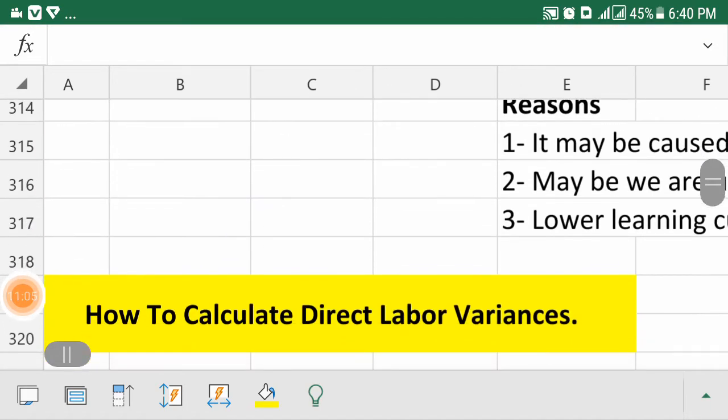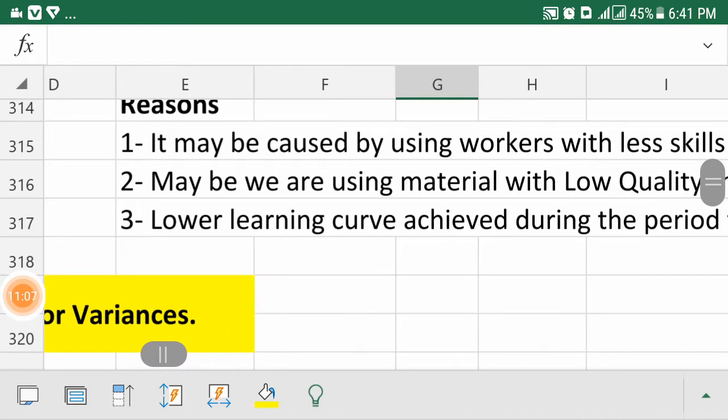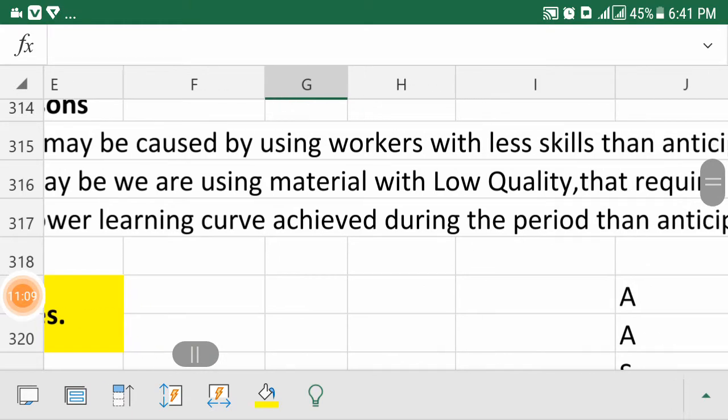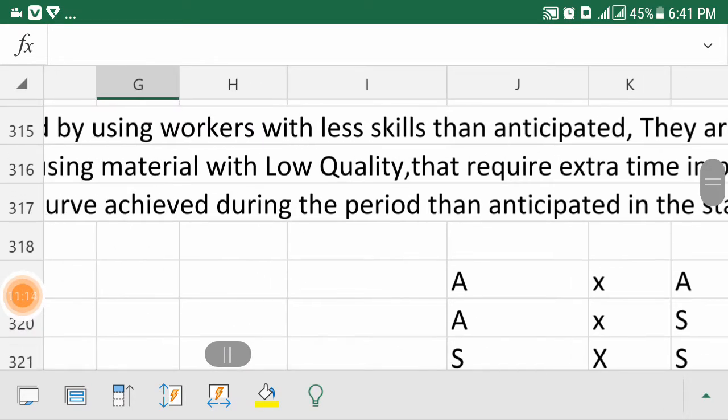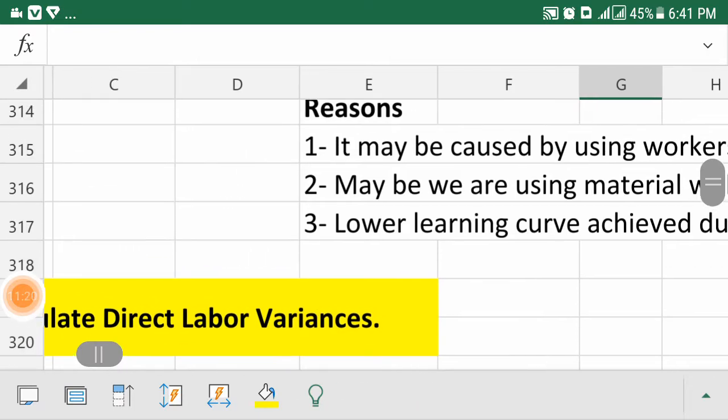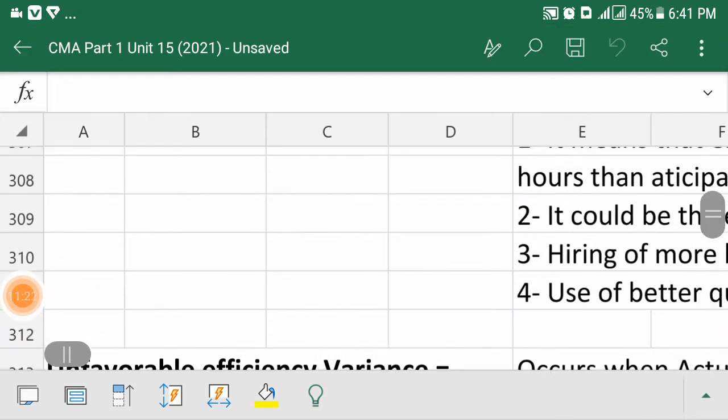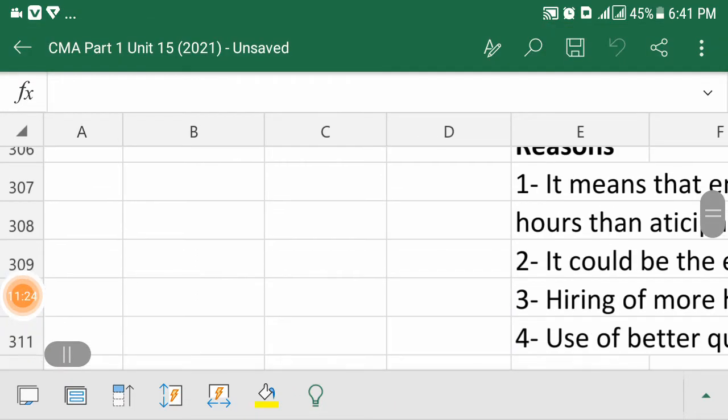The third one is that the learning curve achieved during the period is lower than anticipated in the standard. Actually, if you are providing an employee with training and everything, but they are still not getting well trained, then that could also be one reason that the direct labor efficiency variance could be unfavorable.